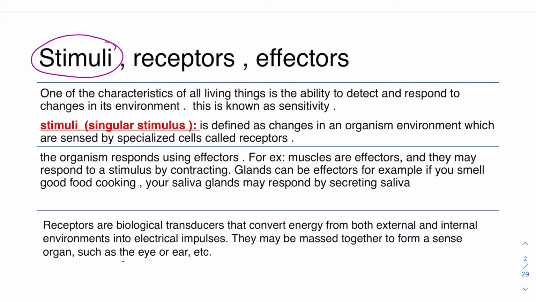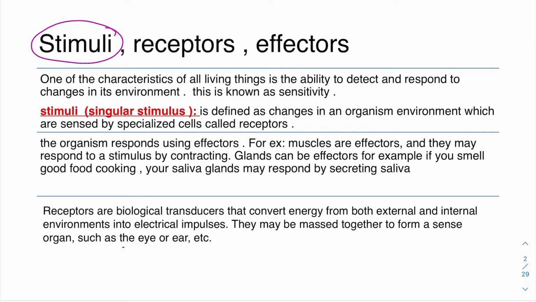For example, it can be sound, it can be movement, it can be light, it can be anything that an organism reacts to or responds to. So, stimuli is defined as changes in an organism's environment which are sensed by specialized cells called receptors.